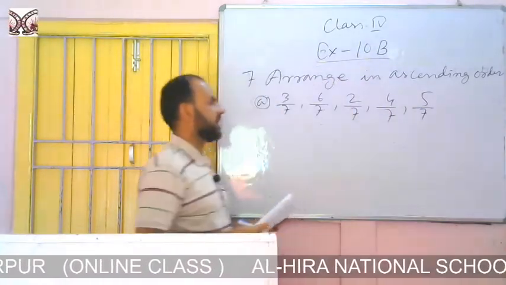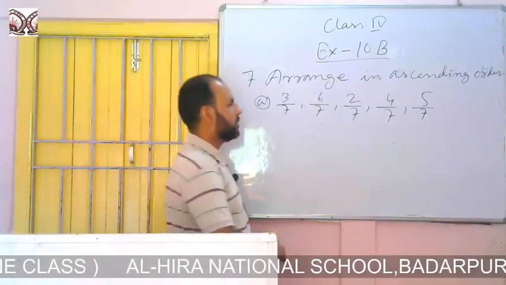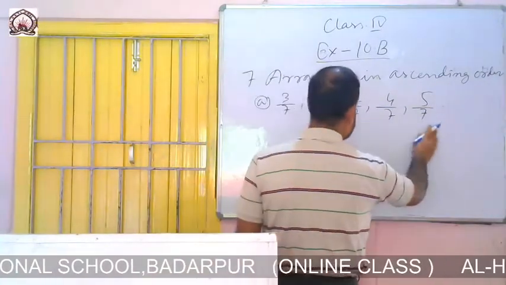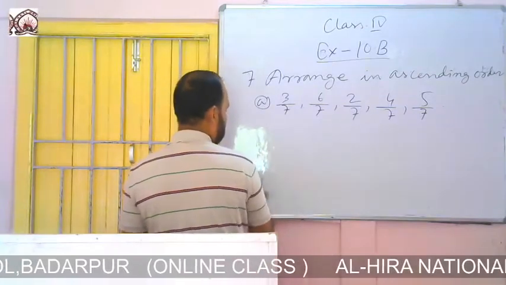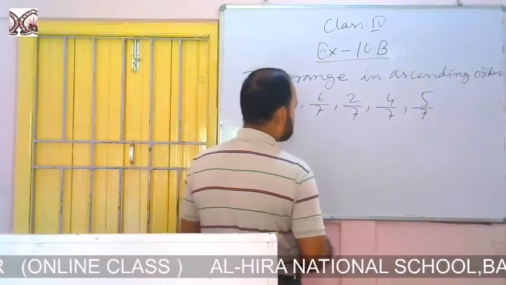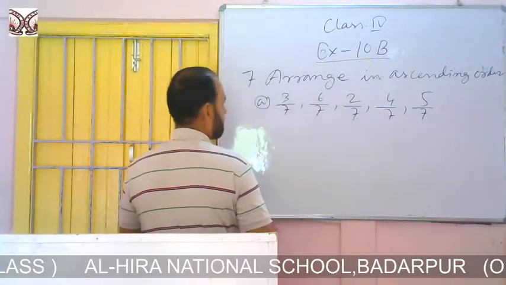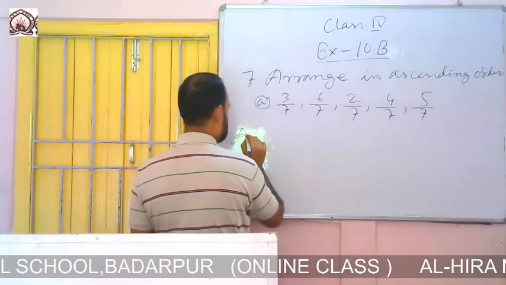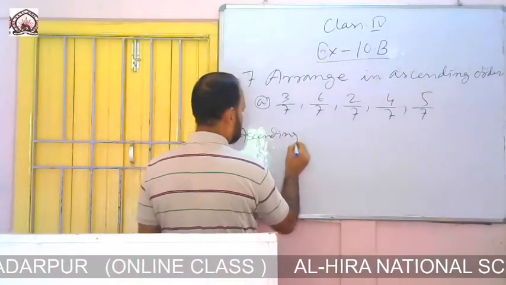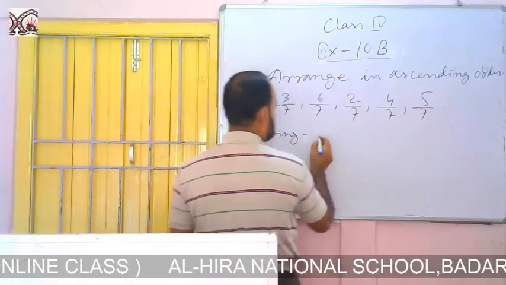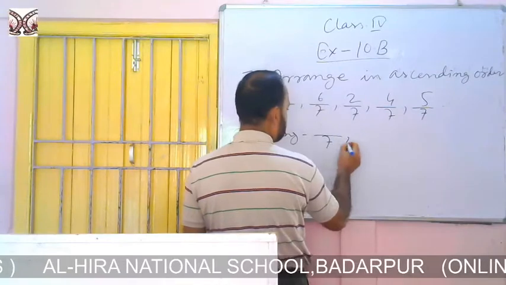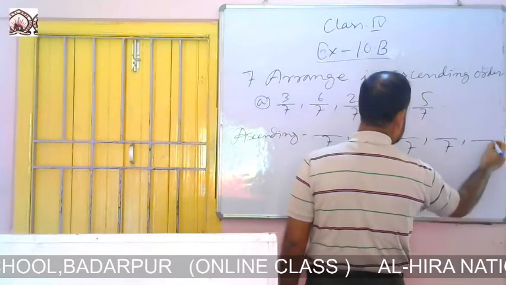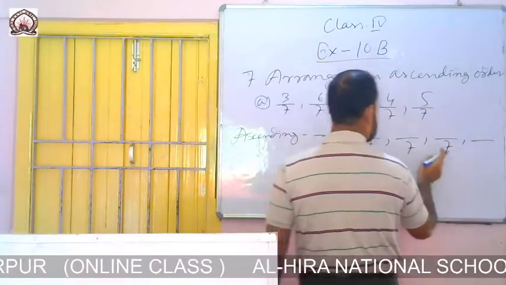So arrange in ascending order. Ascending order means smallest to biggest. So here all fractions are like fractions. We know the one with the greatest numerator is greatest and the one with the smallest numerator is smallest. So here we write ascending order. First we write all denominators: 7, 7, 7, 7, 7.